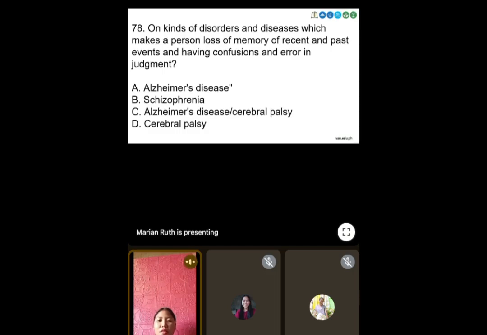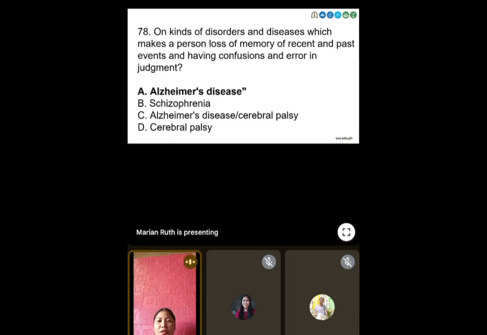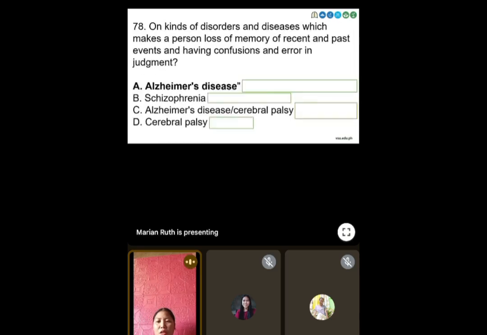So the correct answer is letter A. Alzheimer's disease. It's because hallmarks of Alzheimer's include memory loss, confusions, and poor judgment. So why not letter B, C, and D? Schizophrenia is not the correct answer. It's because this affects perceptions and thought, not primarily memory.